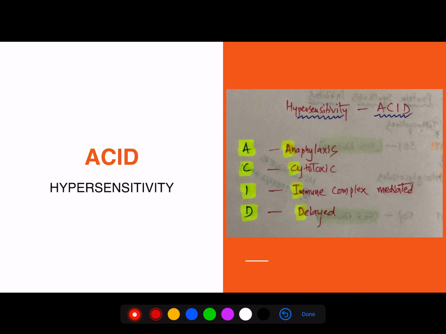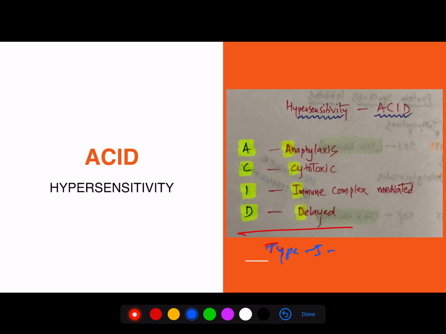Then comes the hypersensitivities. I hope you're done with the hypersensitivities, at least the basic table, which I'm going to discuss now, but there's no need to go deep into the mechanism. Your examples of hypersensitivities are the most commonly asked questions. You can remember the 4 hypersensitivities, and type 5 is also added recently. I'm going to discuss that.